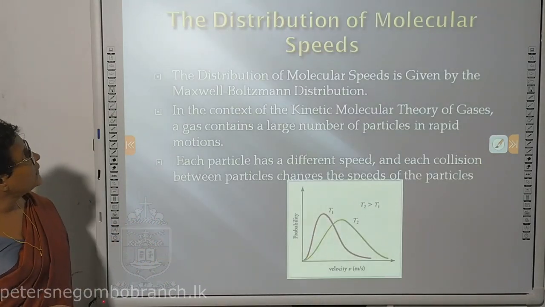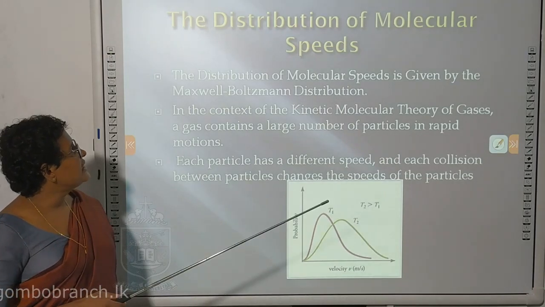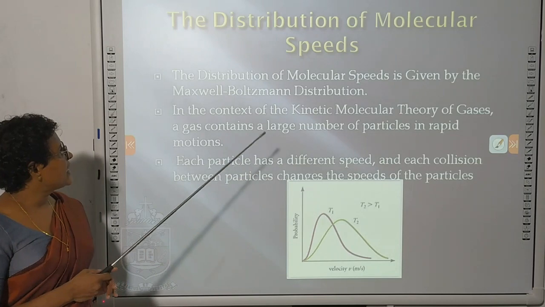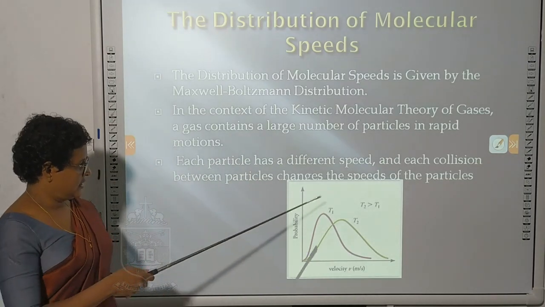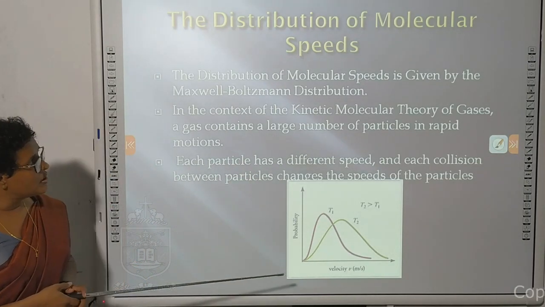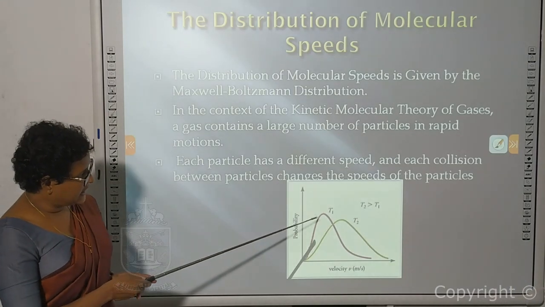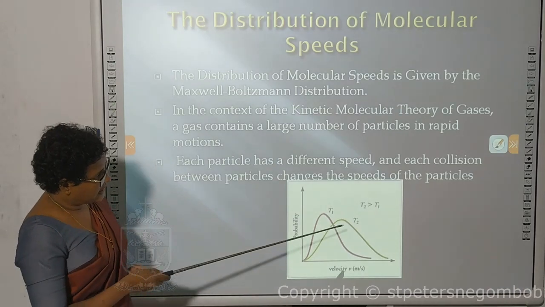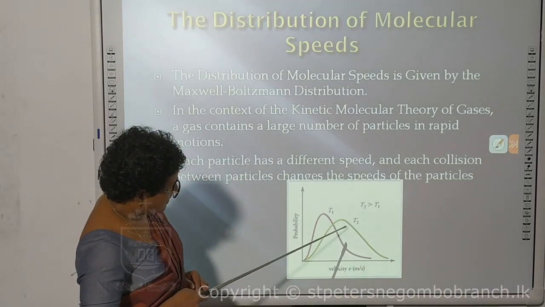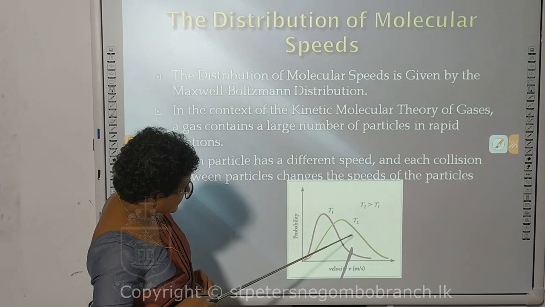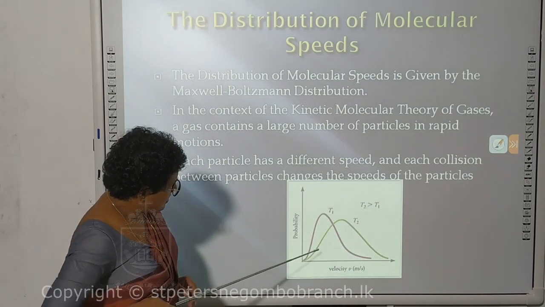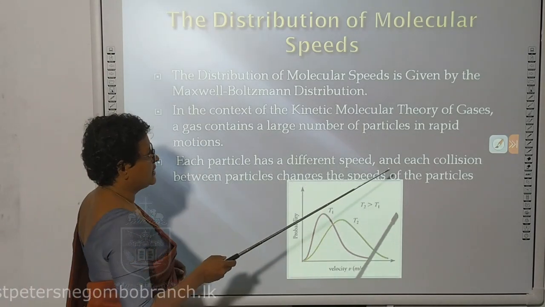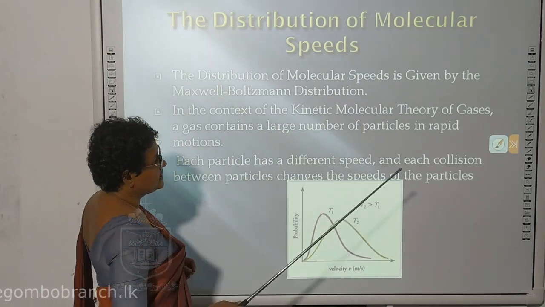Right? Then, the distribution of molecular speeds. The distribution of molecular speed is given by the Maxwell-Boltzmann distribution. Here, see the Maxwell-Boltzmann distribution. This T1 is smaller than T2, right? T1 is here, less temperature. This is the high temperature, probability and velocity, right? Each particle has a different speed, and each collision between particles changes the speed of the particles.